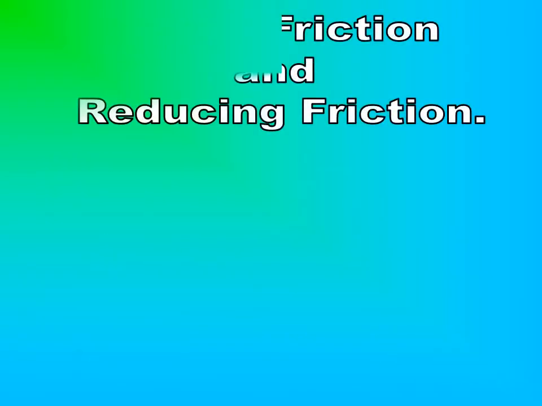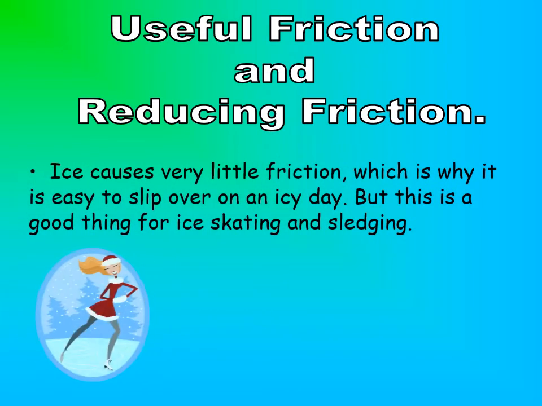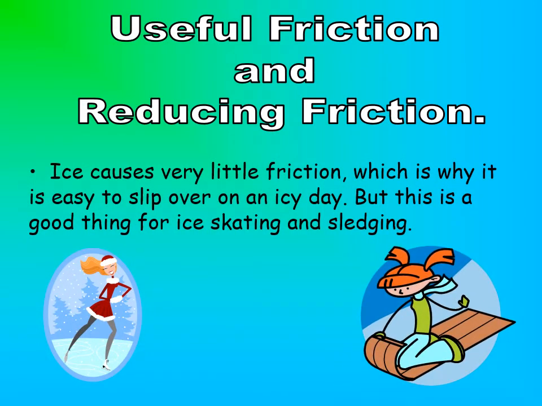Now we've also got useful low friction. For example, ice causes very little friction, and this is why it's very easy to slip over on an icy day. But this is very useful for sports such as ice skating, skiing and sledging, where you don't want to slow down. You want less friction, you want to move quickly.